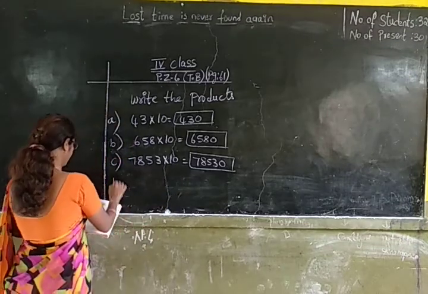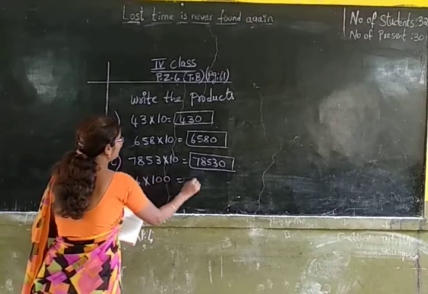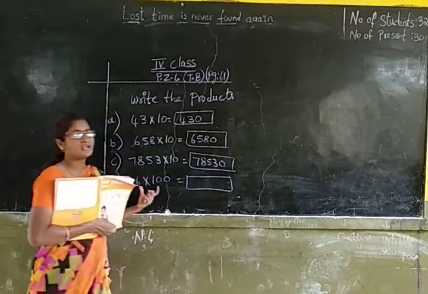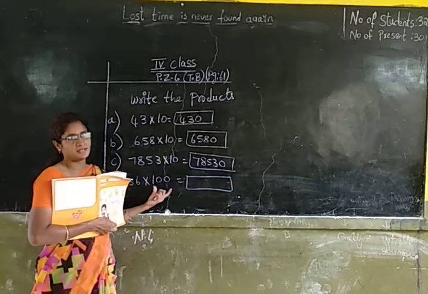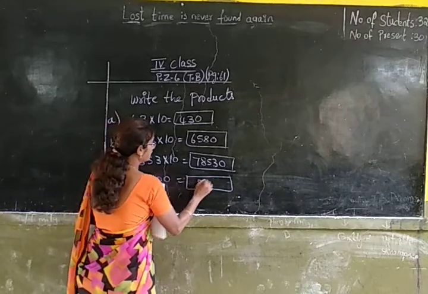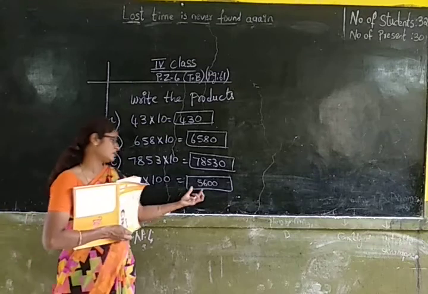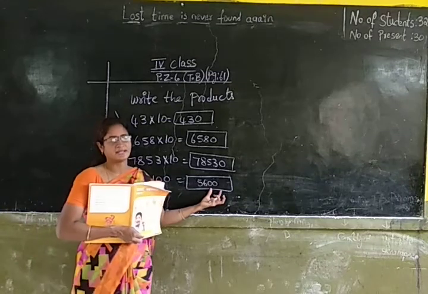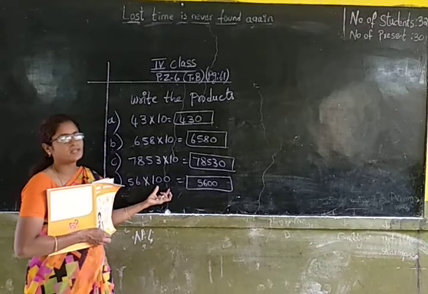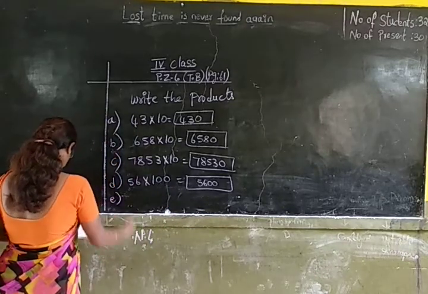Next, E sum. So when we multiply a number with 100 to get the product, we have to place 2 zeros to the right side of the multiplicand. Here the multiplicand is 56. We have to place 2 zeros to the right side of the multiplicand to get the product because 100 is having 2 zeros. Now let us do the sum.